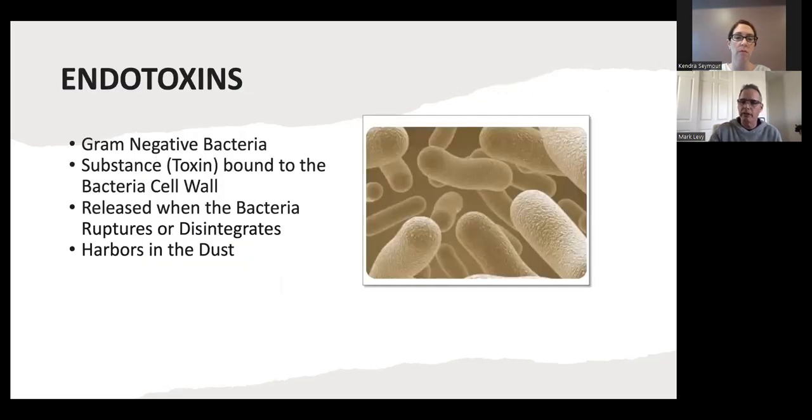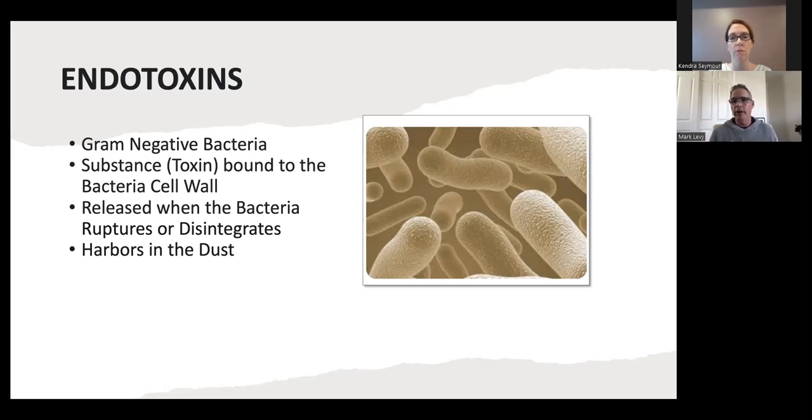So we talked about endotoxins. Endotoxins actually are from gram-negative bacteria. And we mentioned earlier that in that particular water event, even if there's not an absence of those organisms from a live perspective, they could actually have the residual of these dead organisms that are there. And what happens when these gram-negative bacteria actually die off, there's a substance that's bound to the bacteria cell wall. As it disintegrates, it actually breaks apart and releases these endotoxins, and these endotoxins now harbor in the dust.